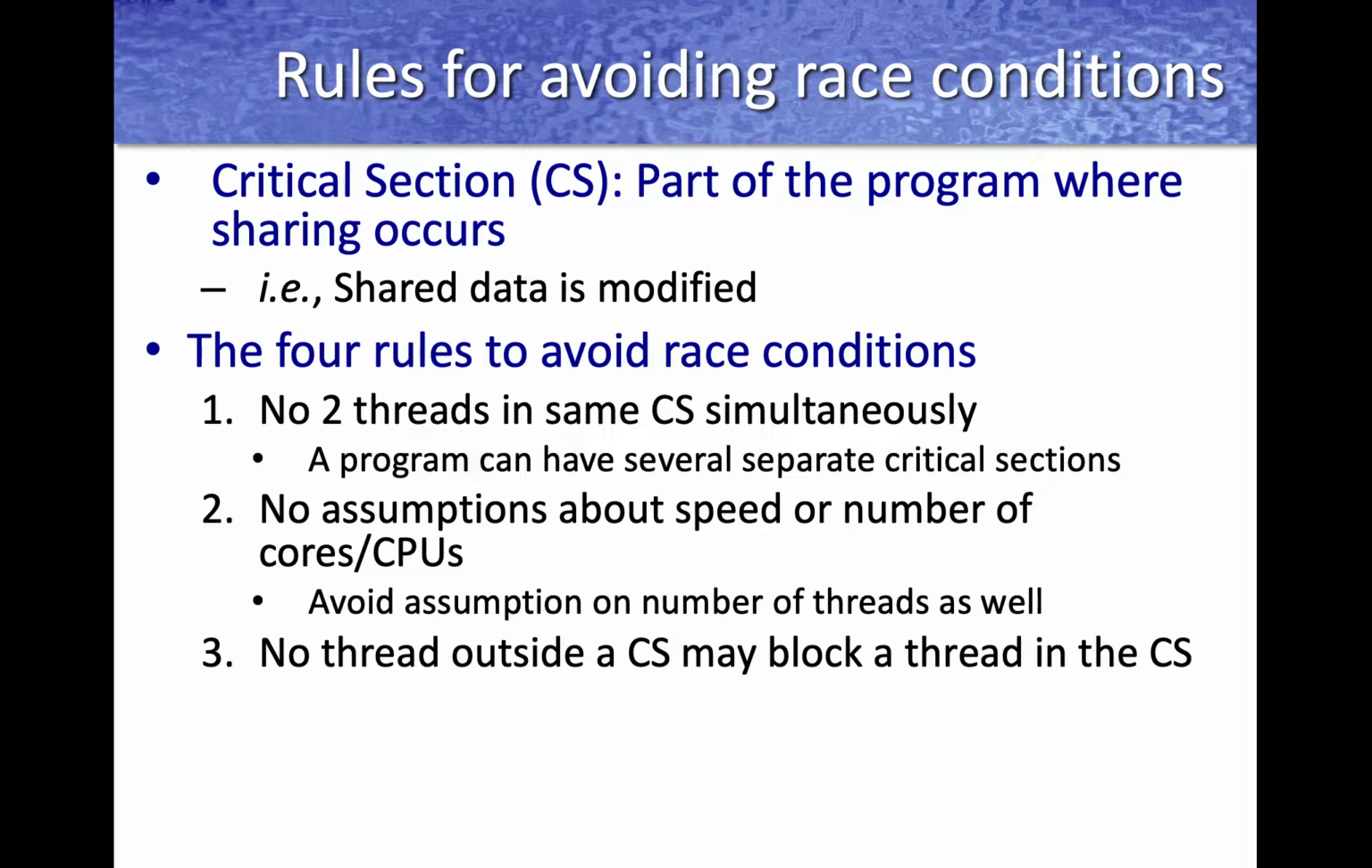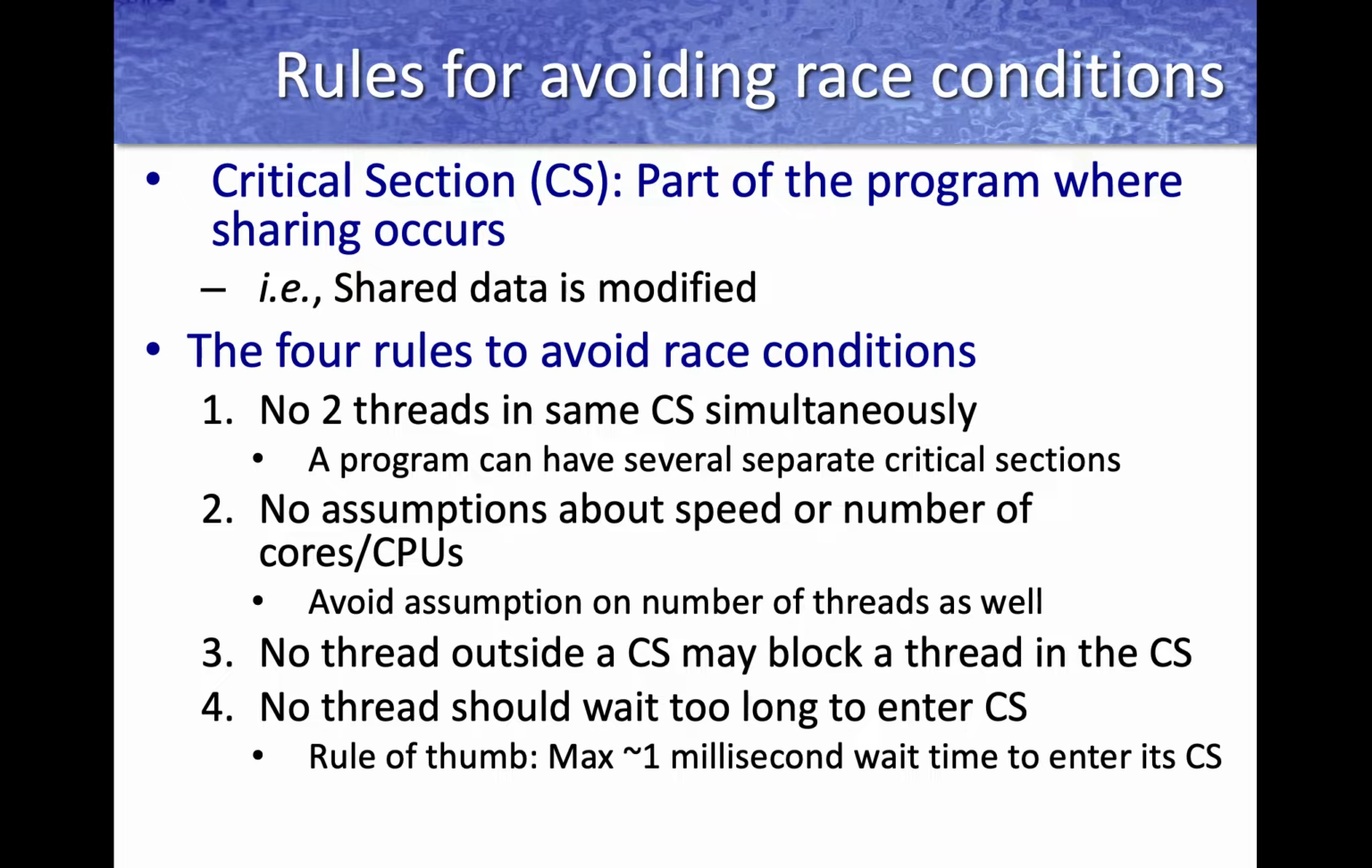A thread that is outside a critical section should not block a thread that is operating inside a critical section. So once a thread is in its critical section, no other thread should be able to block that specific thread. And no thread should have to wait too long to enter a critical section. These days we have gigahertz CPUs, so even a millisecond of wait time to enter a critical section can be very expensive for large multi-threaded programs. So a critical section should be very short and quick, and a thread should be able to get in, lock the critical section, do that operation, and unlock the critical section very quickly.